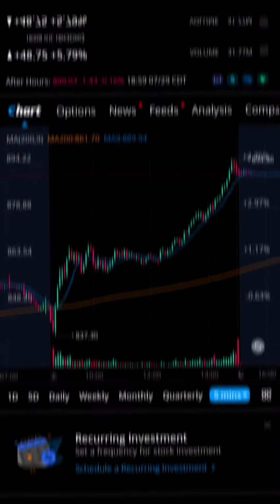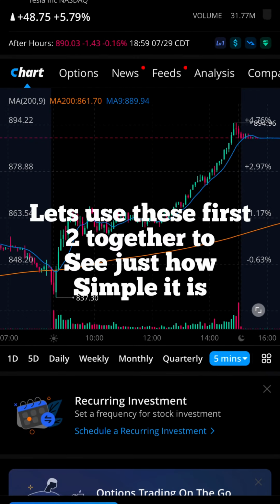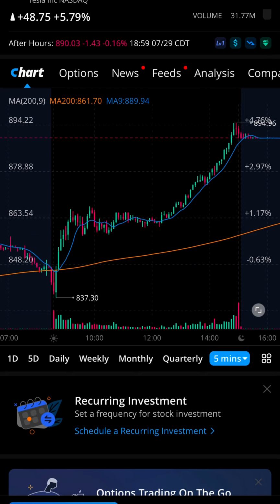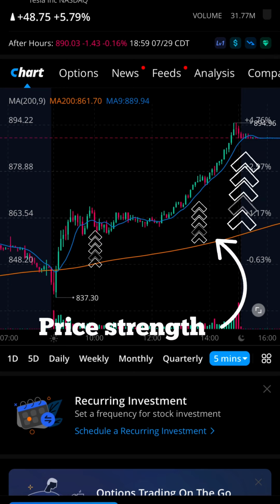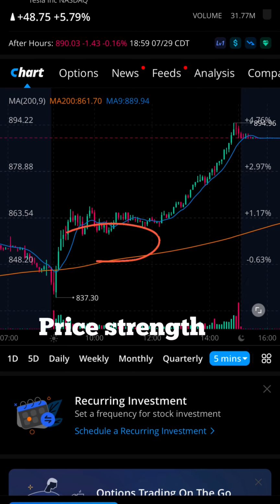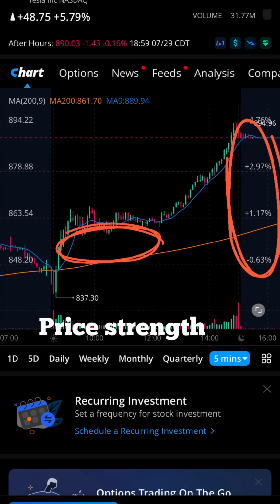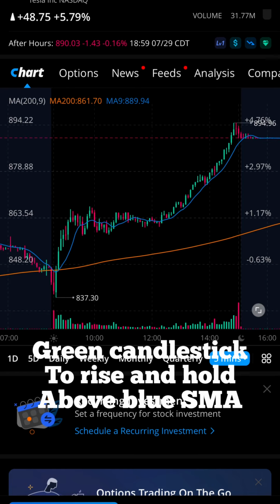So let's just put both of these SMA lines together real quick and see how simple it actually makes this trade. The first thing that I'm going to be looking for right here is price strength growing above that long-term SMA line. And so you can see right through here, there's plenty of price strength, and then it really starts to grow over on this side. And then the next thing that I'm looking for is the green candlestick to rise above and hold above that blue SMA line. And you get that right here and right over here.